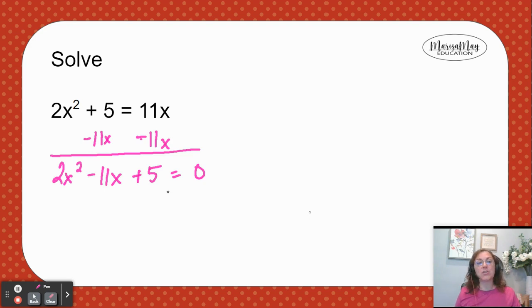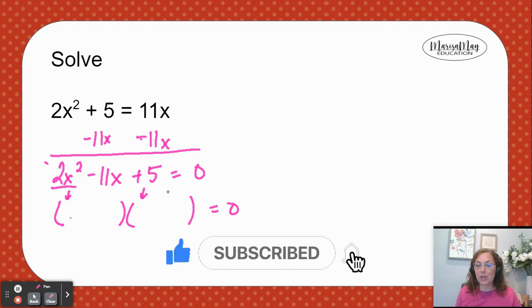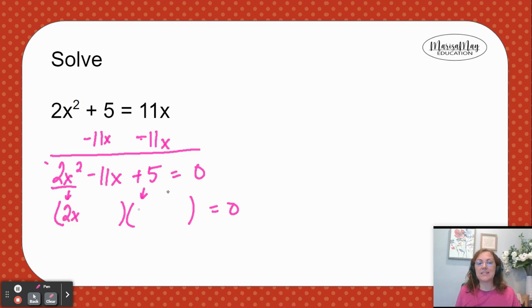Then we want to factor the quadratic expression, meaning we want to get it into two parentheses that when multiplied together would give us 2x squared minus 11x plus 5. So the thing that I do first is I worry about the first terms in each of the parentheses. I ask myself, what two things could I multiply together to get the 2x squared? That would be 2x and x, because if I multiply 2x and x, I would get 2x squared.